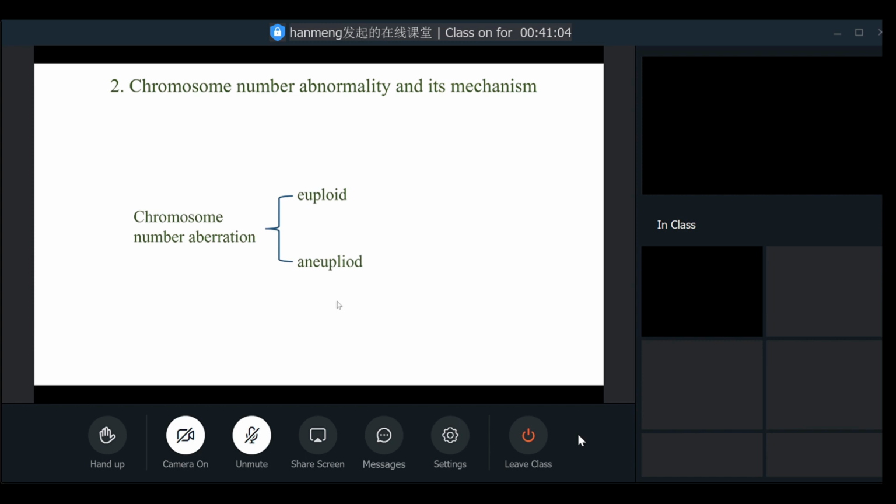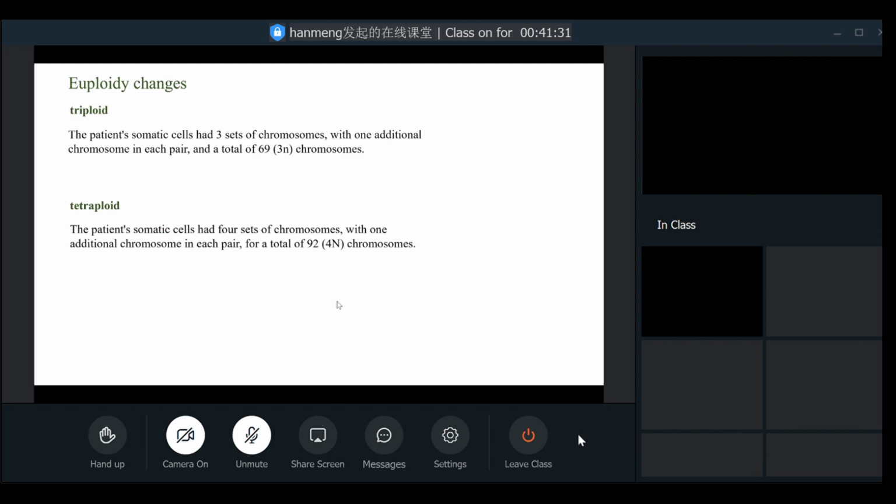First, we will say the chromosome aberration has a number aberration and a structure aberration. First, we will see the chromosome number aberration, number abnormality and its mechanism. The chromosome number aberration includes the euploid and the aneuploid. First, the euploid changes. It will cause the triploid or the tetraploid.